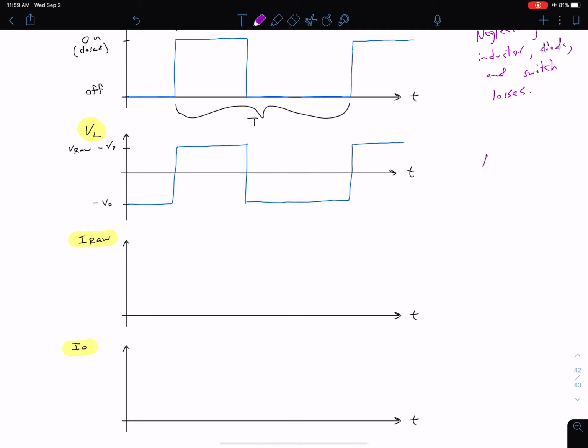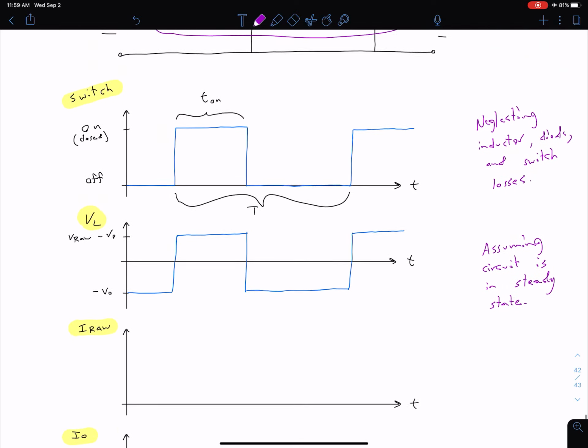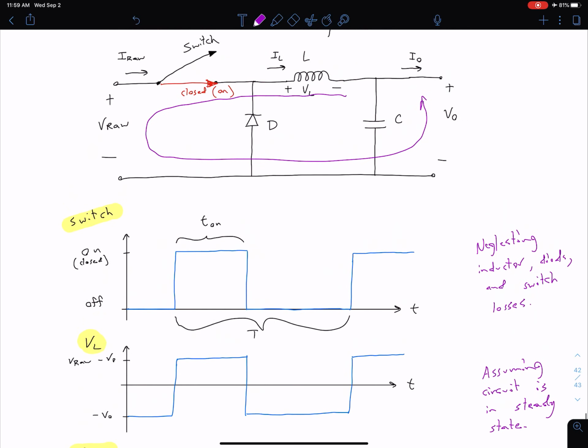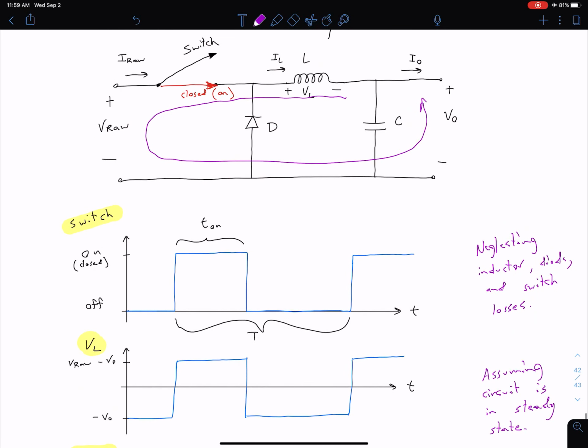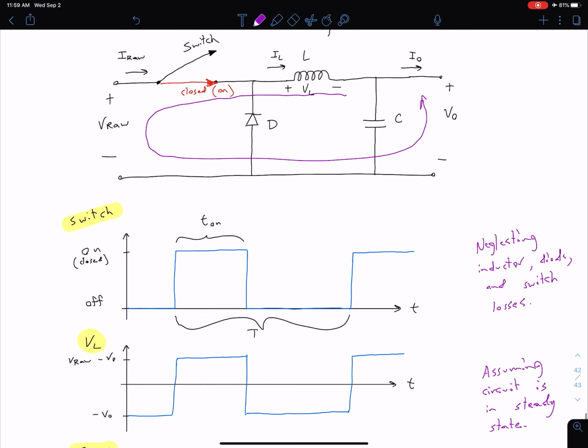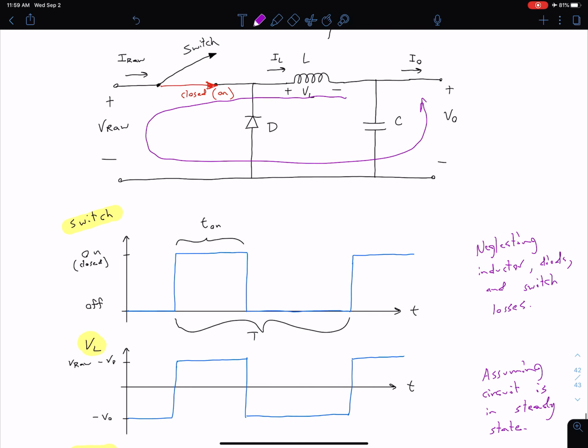So another assumption here is for these plots, we're assuming our circuit is in steady state. Okay, and so that doesn't mean DC steady state, that doesn't mean our inductor is behaving like a short and our capacitor like an open, but rather we've already passed through the initial charging cycle, if that makes sense.